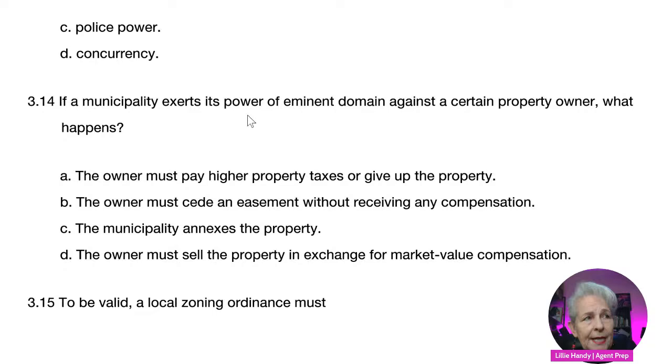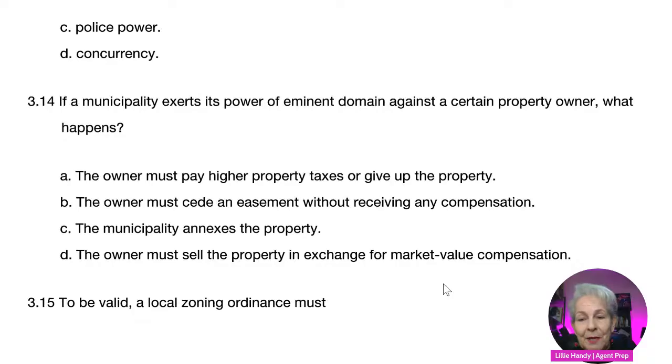When a government exerts its power of eminent domain against a certain property owner, what happens? A, the owner must pay higher property taxes or give up the property. B, the owner must cede an easement without receiving any compensation. C, the municipality annexes the property. Or D, the owner must sell the property in exchange for market value compensation. Okay, pay attention to the keywords must, must, must. Sometimes that can lead you to the wrong answer, and sometimes it is the right answer. In this case, one of the musts is correct.